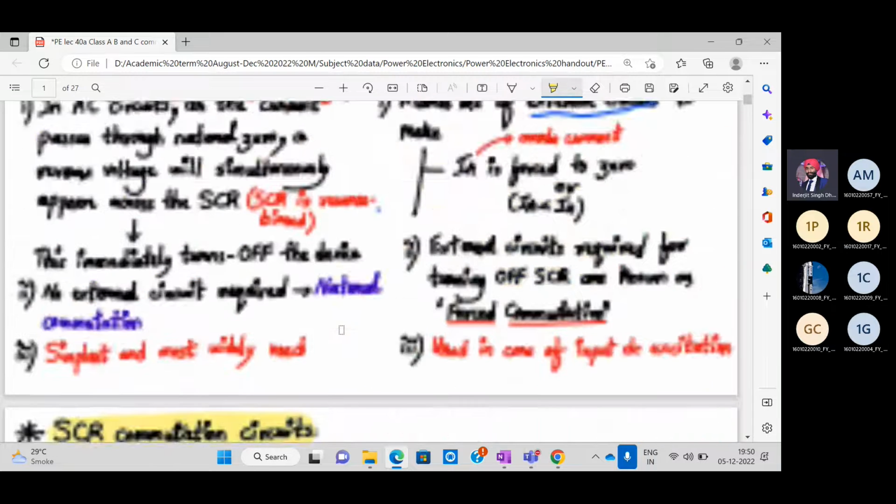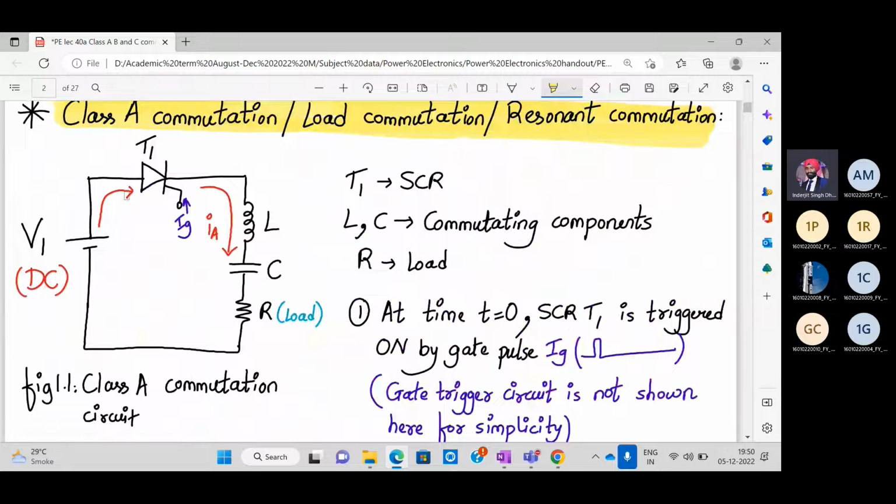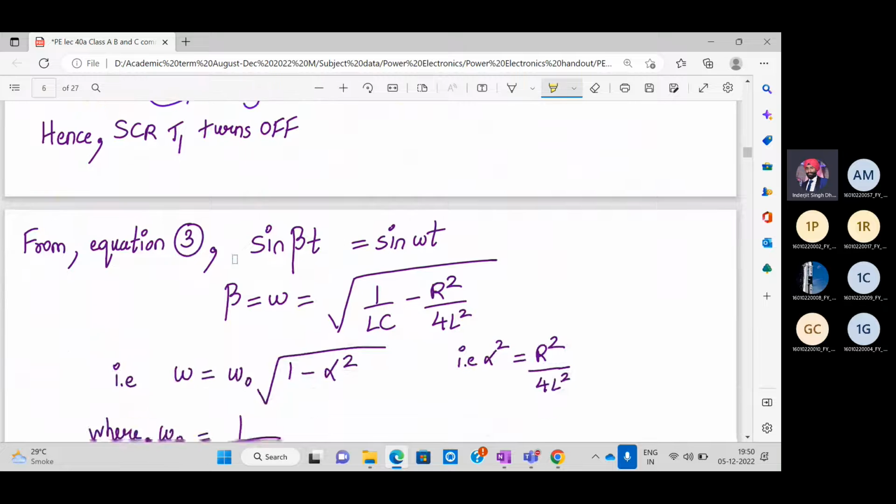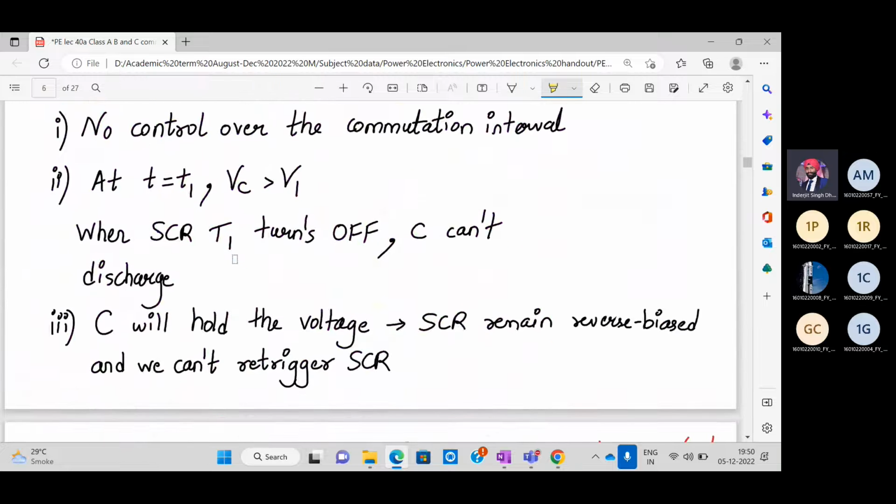So this is the circuit. Let's say the SCR is off, so where will the capacitor voltage go? It doesn't have a discharge path, so that's another problem. The third problem is that the capacitor will hold a voltage, but the SCR remains reverse biased and we can't re-trigger the SCR. That means until the capacitor voltage is discharged, we cannot re-trigger the SCR.